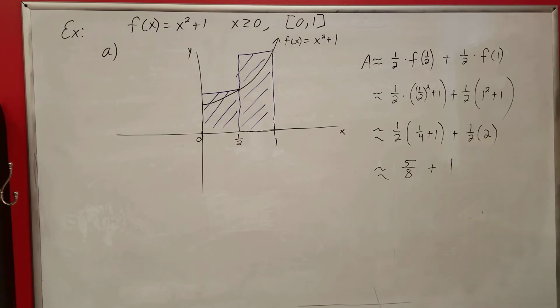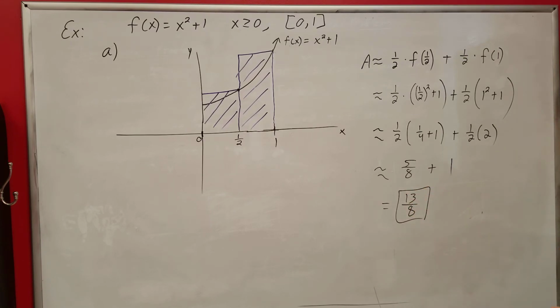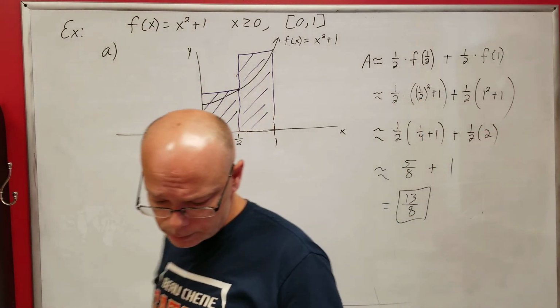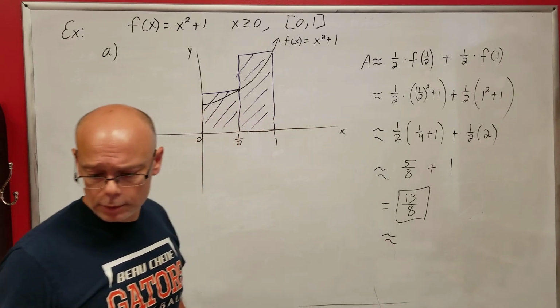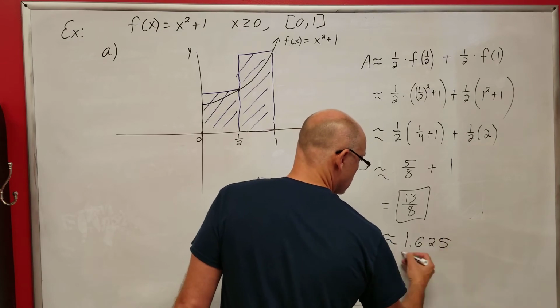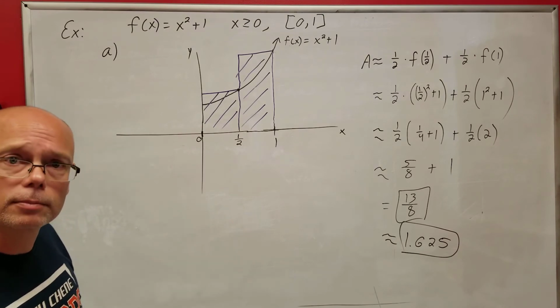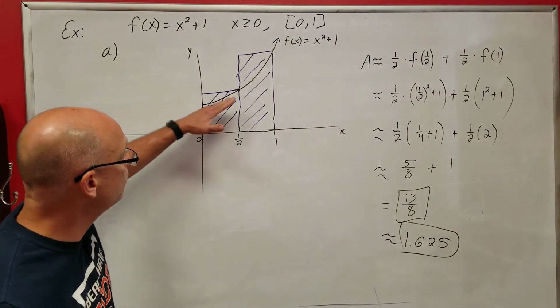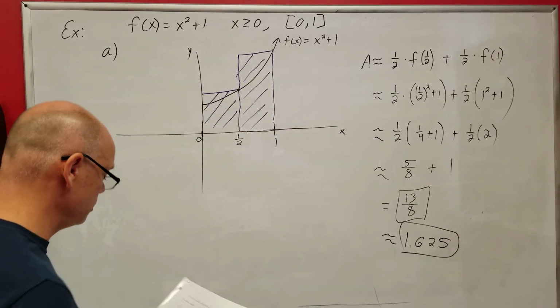Plus what? 1. So what does that end up giving me? 8/8 plus 5/8. So what is that? 13/8 is approximately my area. And I could say, okay, it's approximate anyway, so I could put the decimal 1.625. It depends on what Wiley asks you for. Does it ask you to round the decimal, or does it want the fraction? Either way though, it's approximate because I'm not finding the actual area under the curve. I'm finding the area of the rectangles.